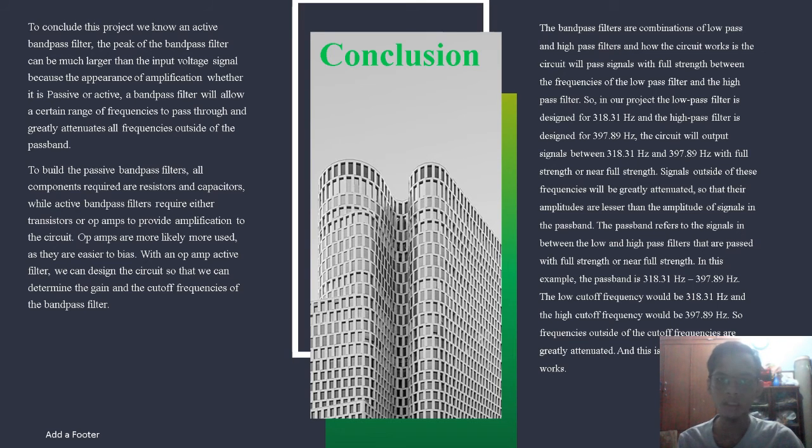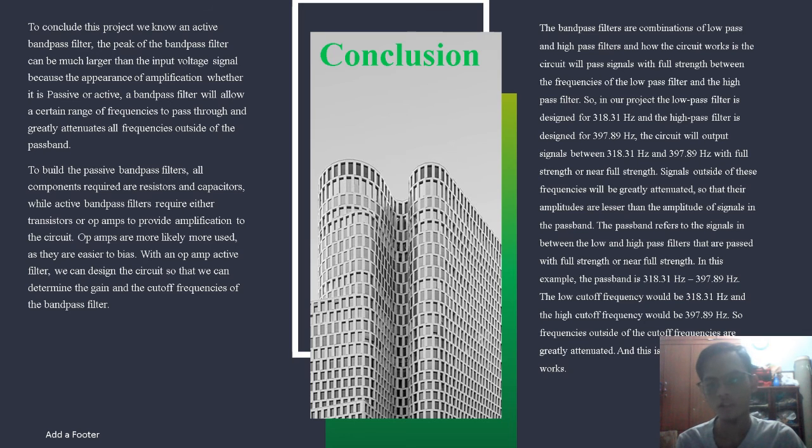The bandpass filter is a combination of a low-pass and a high-pass filter, and how the circuit works is that it will pass signals with full strength between the frequencies of the low-pass filter and the high-pass filter. So in our project, the low-pass filter is 318.31 Hz and the high-pass filter is 397.89 Hz. The circuit will output signals between 318.31 Hz and 397.89 Hz with full strength or near full strength.